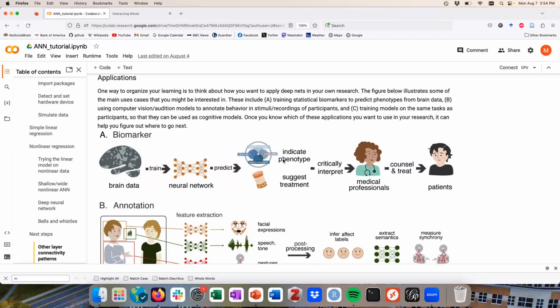So it could be a phenotype in a clinical sense. Do they have depression? Are they on the autism spectrum, et cetera? Or some treatment that might work for that particular person. Would they benefit more from drugs or therapy or whatever? Then ideally, there's a human in the middle who will interpret the outputs of those things. I don't think we should be trusting these right out of the gate without a lot of validation, but they could be useful for clinicians to counsel and treat patients.